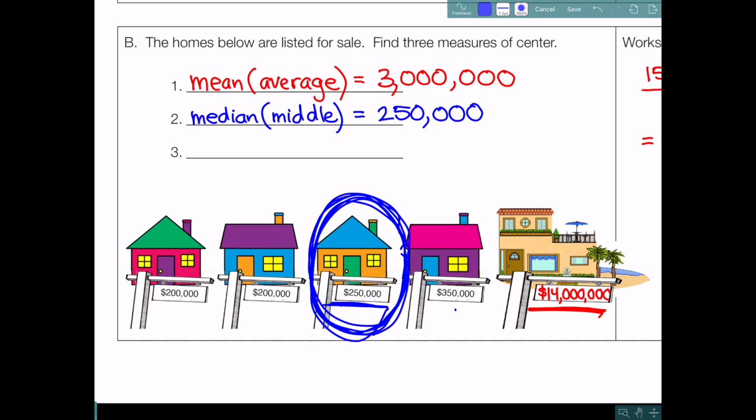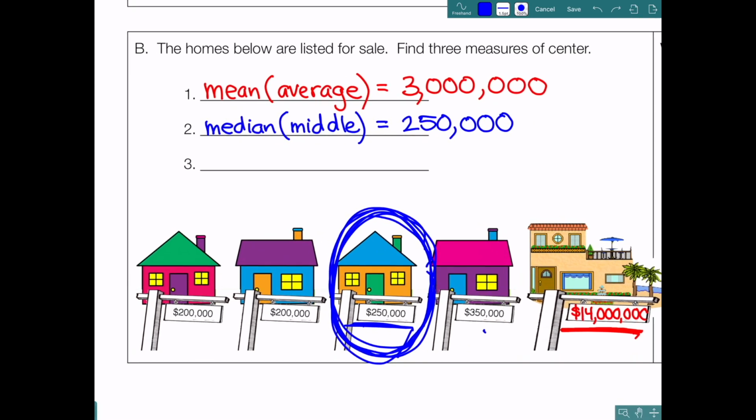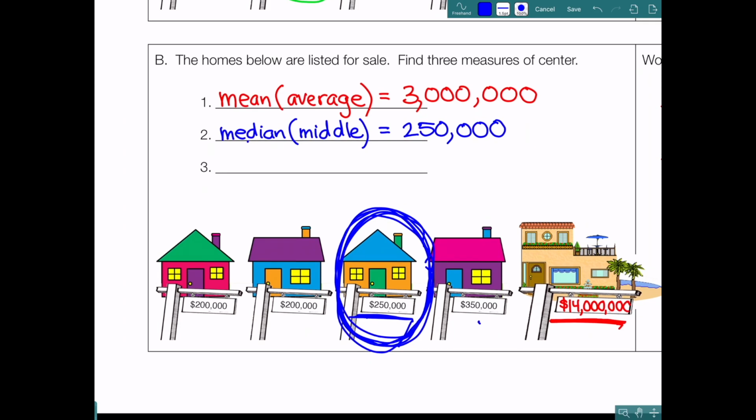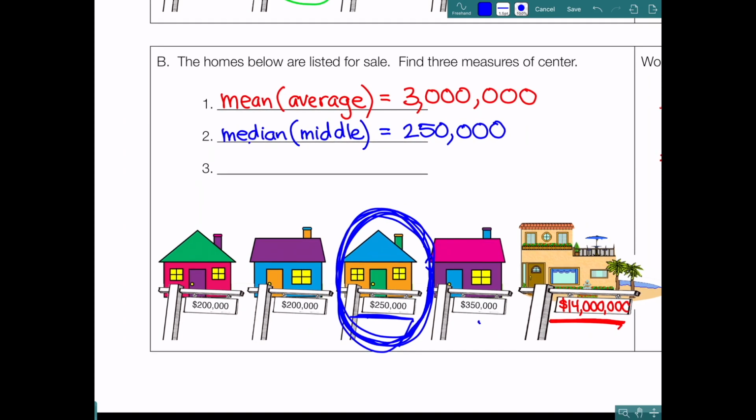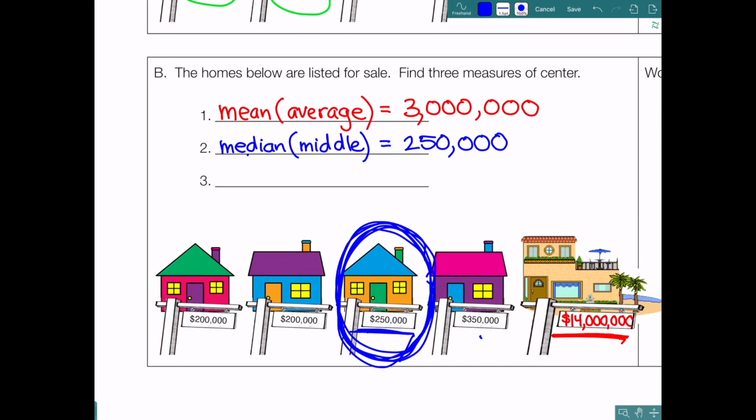250,000 compared to 300,000, that still makes sense. And 250,000 compared to 14 million, it doesn't make sense for this house. And that's okay because this is the outlier. So if you're measuring the center using the median, it is $250,000. So whenever you have an outlier, instead of using the mean, oftentimes it's better to use the median.